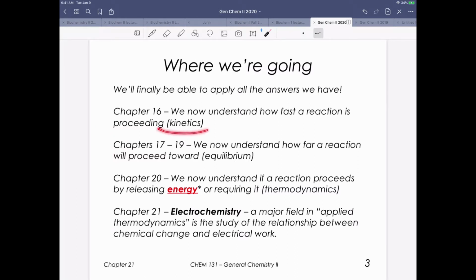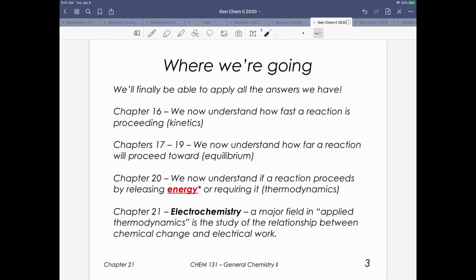electrochemistry. We learned about how fast chemical reactions occur in chapter 16. We learned about equilibrium over 3 chapters. And we learned about energy and, again, its correlation with equilibrium in chapter 20. And now in chapter 21, we deal with a specific kind of chemistry, electrochemistry.